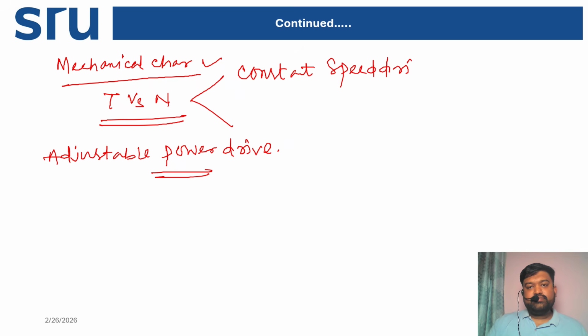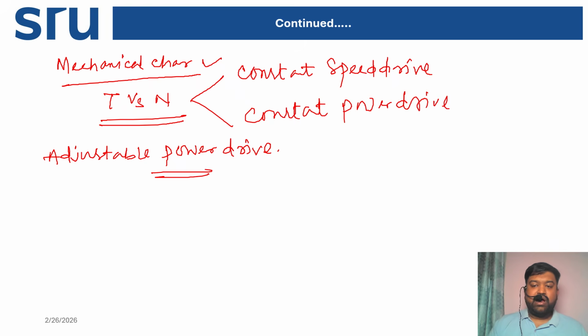Another one is your constant power drive, and here that is the adjustable power. The three conditions we have to see. First, we write the formula. Constant, what is the formula?